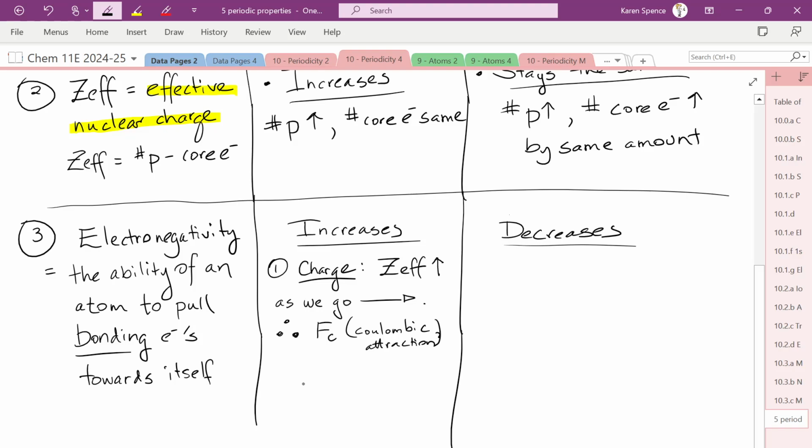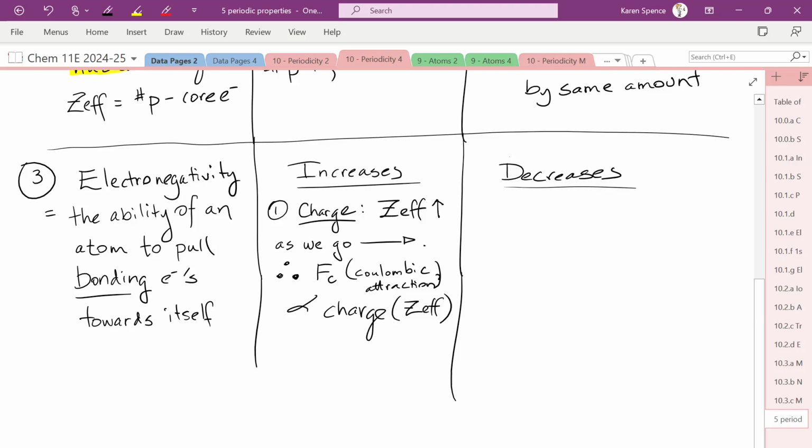Okay, so we have Coulombic attraction increase. Coulombic attraction is proportional to charge, which is, in this case, Zeff. Therefore, stronger pulling force on bonding electrons. Is there another reason that that force gets bigger?